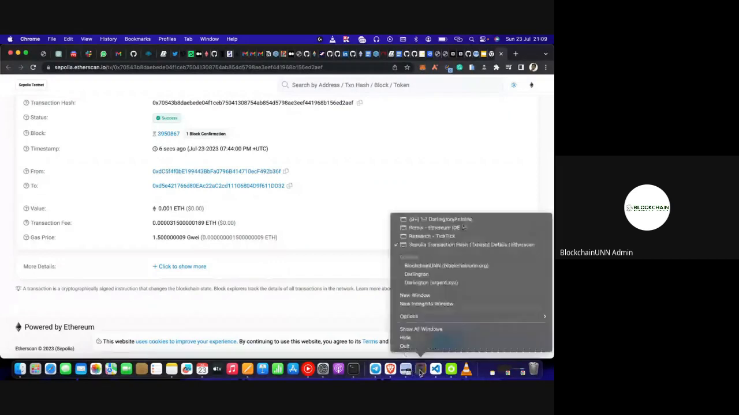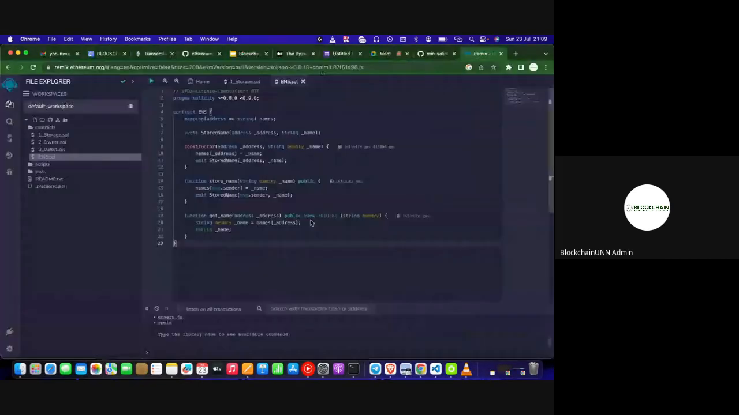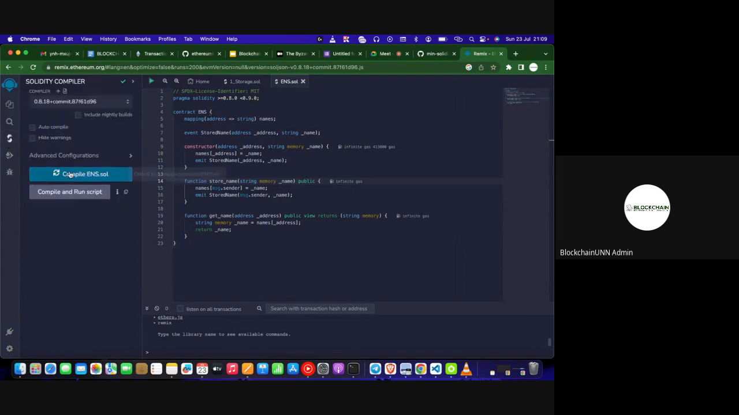So we're just trying to build a simplified version here. That's what the smart contract does. Basically, we just store the name in a mapping of address to name, and we have a function to get the name. So we're going to try to deploy our smart contract. Now we're going to come here and compile this first of all.